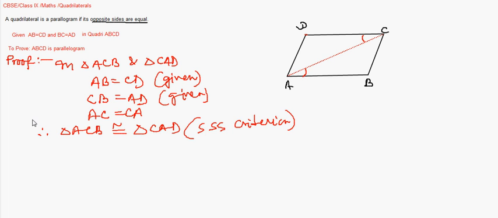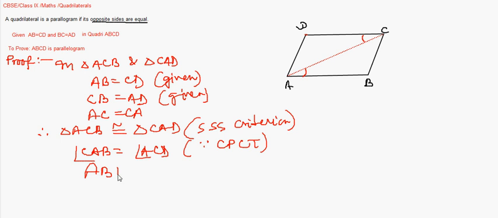Once we do so, obviously by CPCT we can prove angle CAB, the marked angle, equal to angle ACD. This is by CPCT. You know what that is? It's corresponding parts of congruent triangles. Thereby, these two are alternate interior angles, thereby making AB parallel to DC.